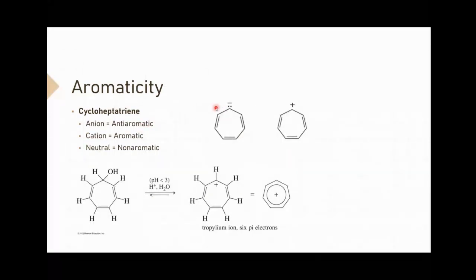Another one is heptatriene. For this one, it would be anti-aromatic because you would have 8 pi electrons. You have 2, 4, 6, 8, but it would be aromatic if it's a cation because you would have 6 here.